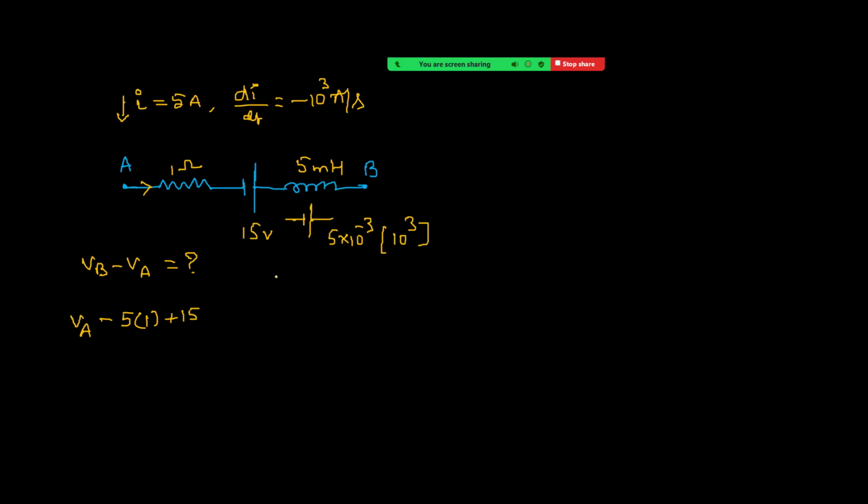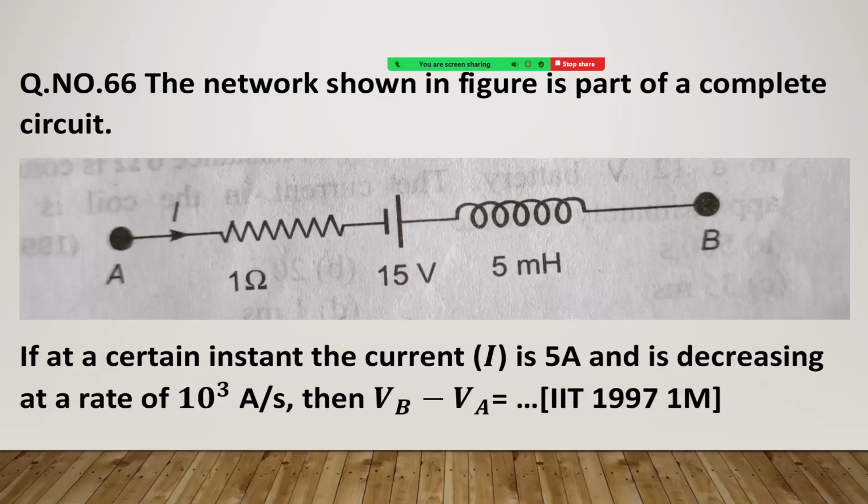So low potential to high potential, it is now plus 5, that is equal to VB. Then see what we get. VB minus VA, taking this one to the right side, so minus 5 plus 5. These two cancel. Remaining is now 15. Like this, by replacing the inductor with an equivalent battery, we can simplify the circuit. Let us see the next one.